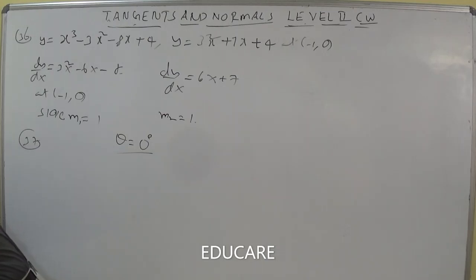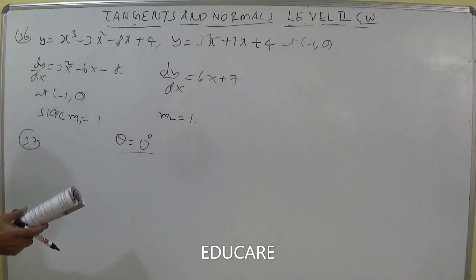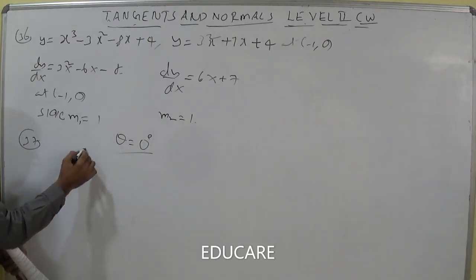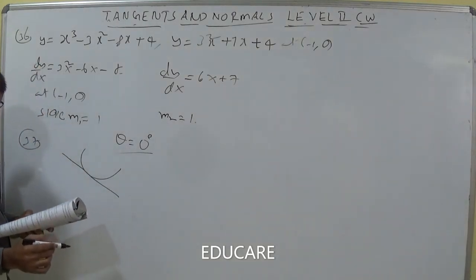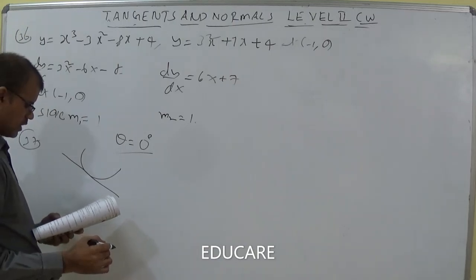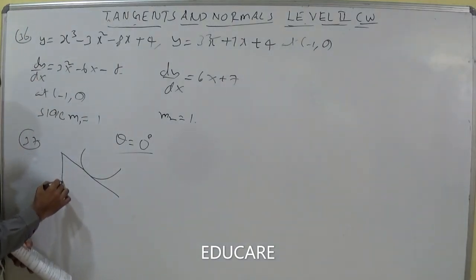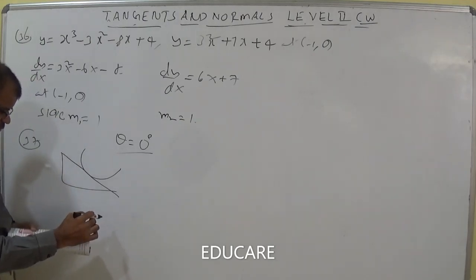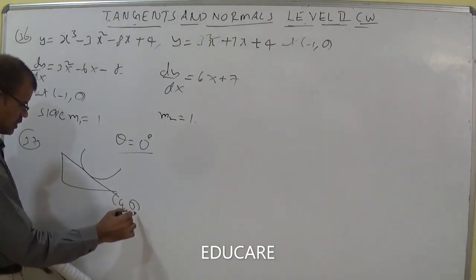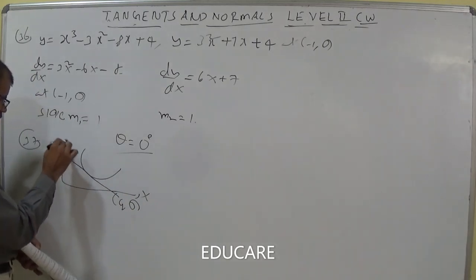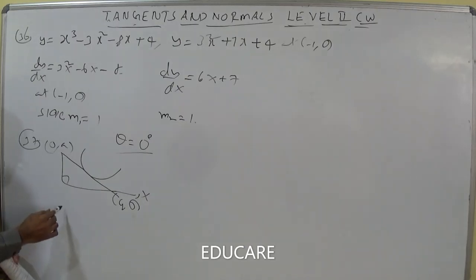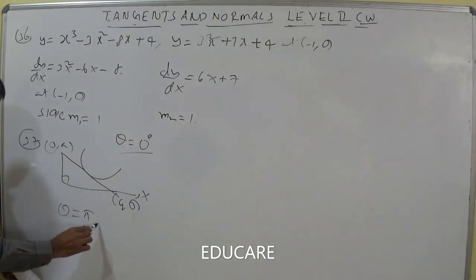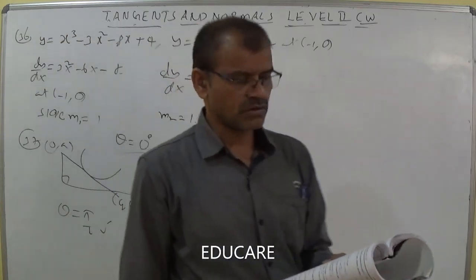37. The tangent lines at a comma 0 and 0 comma a on the curve. Let us draw the diagram like this. Tangent lines at a comma 0, 0 comma a on the curves include an angle. Use logical thinking, students: a comma 0 is on the x axis and 0 comma a is on the y axis. Whenever the x axis and y axis, two perpendicular lines, are given, then directly you can write theta is equal to 90 degrees.